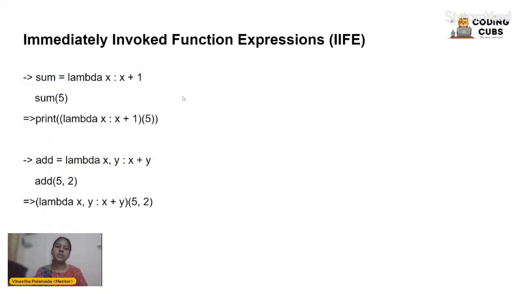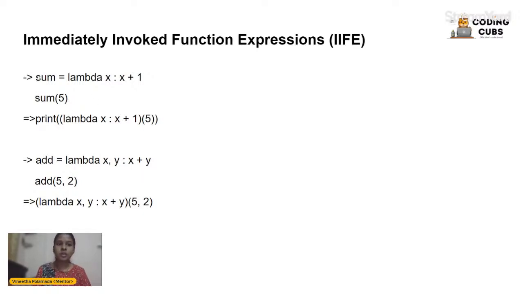And coming to the last one, it is immediately invoked function expressions. As the name tells us, as soon as you write it, you don't have to do anything. See, basically what you do here, sum equal to lambda x colon x plus 1 and sum of 5. So the output is known. It will return x plus 1, that is 5 plus 1, 6.